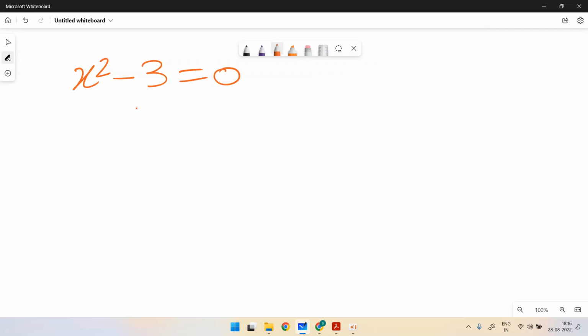So x square minus 3 equals 0, which means x equals plus or minus root 3. So you can directly calculate from here, let us assume alpha, one of the roots, is minus root 3, and the other root, beta, is plus root 3.